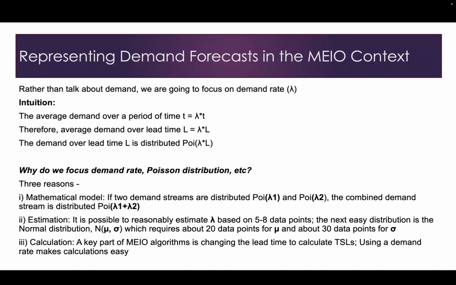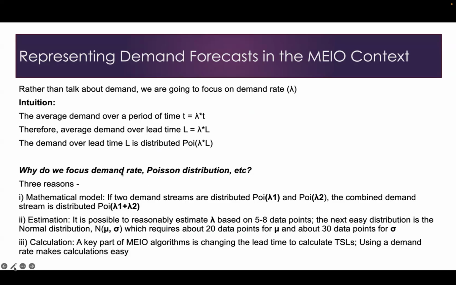So everybody talks about demand. We are going to talk about demand rate. The intuition is very simple. If you have a demand rate of lambda, then the average demand over time t is lambda t. So I'm not doing anything really fancy here. Average demand over lead time, obviously, if the lead time is L, using symbols here, then your average demand over lead time is lambda times L. And remember, we said it's Poisson distributed. Again, we're not going to confuse people with this concept, but we're going to do Poisson lambda L along the way.